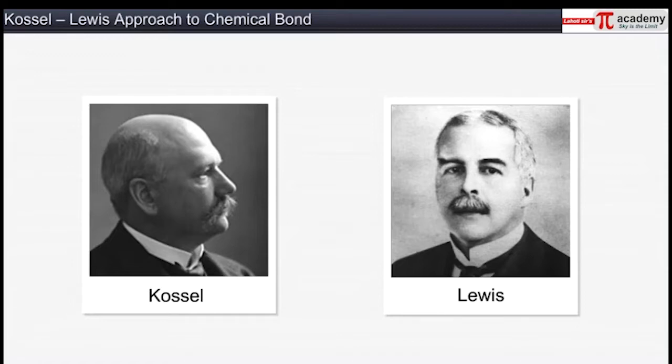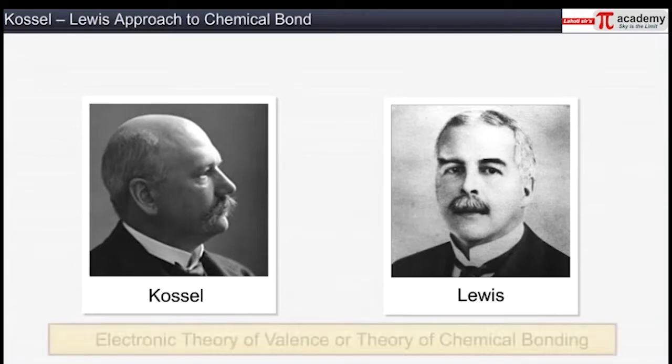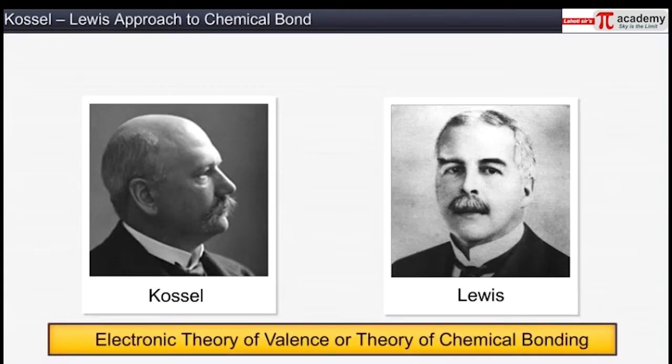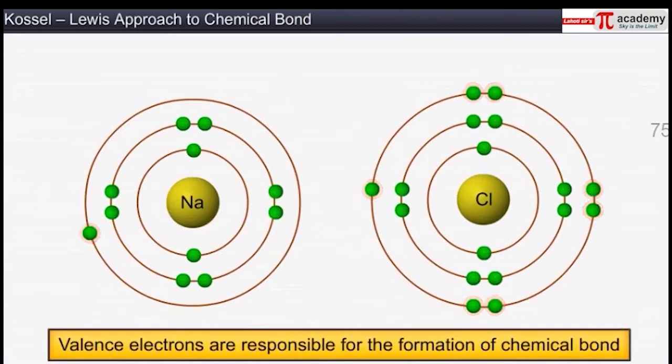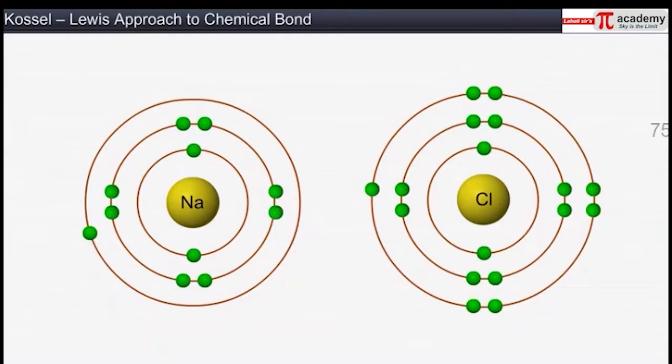Later in 1916, Kossel and Lewis developed the electronic theory of valence or theory of chemical bonding to explain the chemical bond formation between the two atoms. According to electronic theory of valence, every atom tries to attain octet in its valence shell by losing or gaining or by sharing of electrons. This is known as the octet rule. Only valence electrons are responsible for the formation of chemical bond. Except valence electrons, the remaining part of the atom, that is the nucleus with the inner shell electrons, is called kernel.